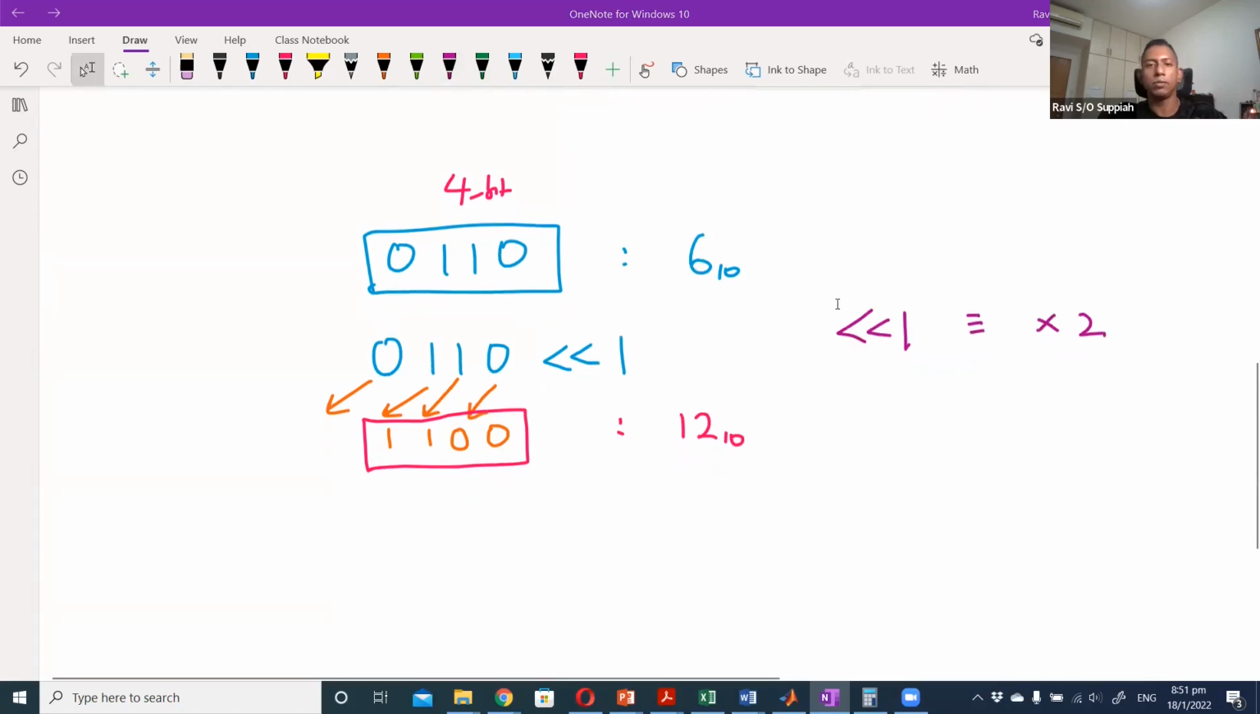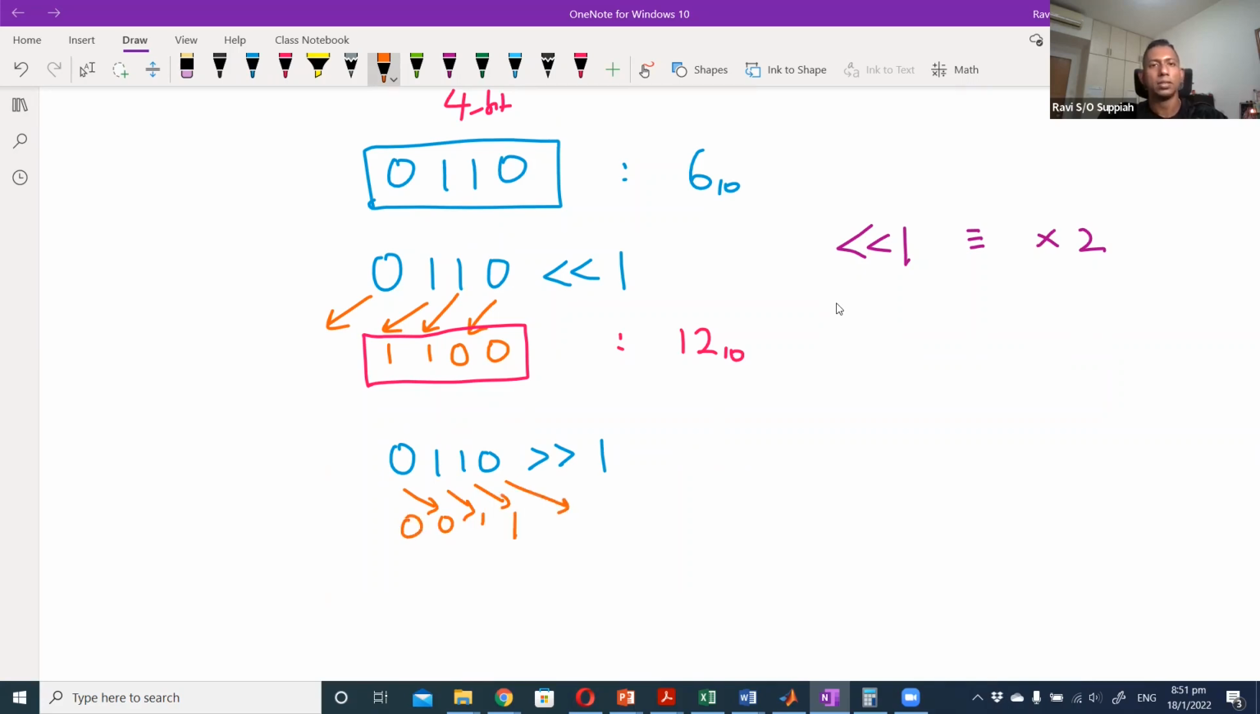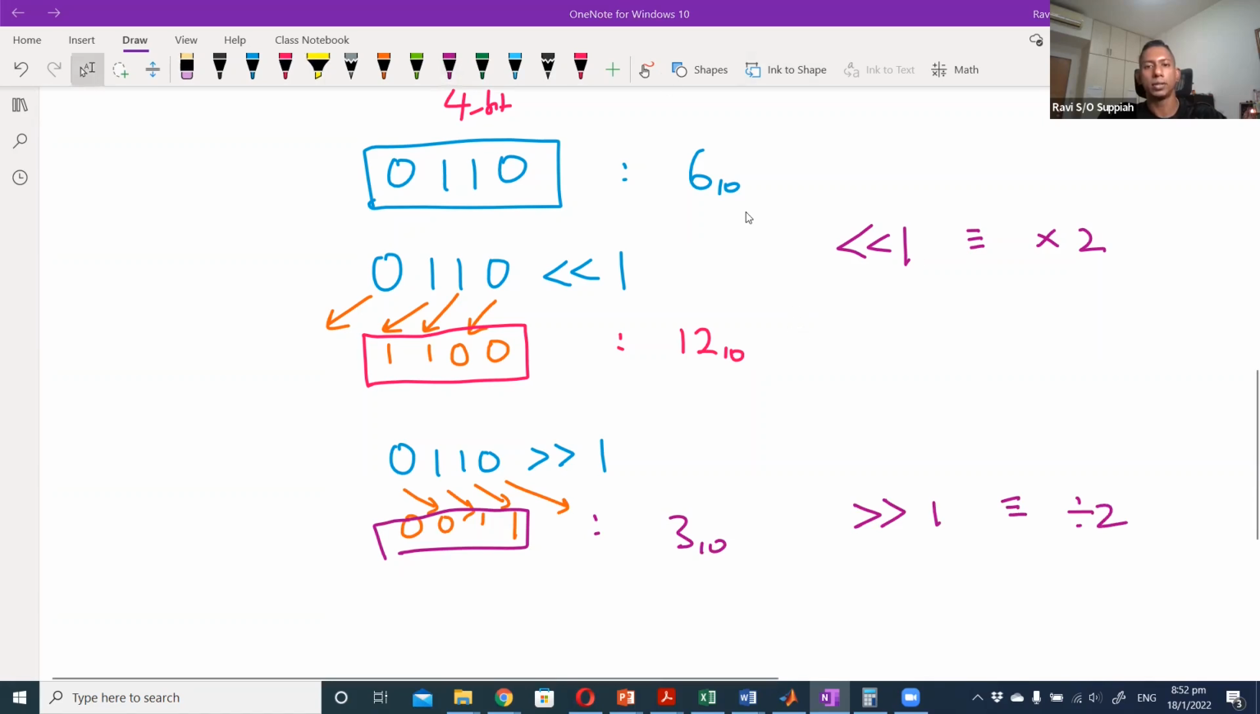Similarly, if I shift right the same 4-bit value by 1, then what happens? This one will come here, 0, 1, 1, and this one gets shifted out. What gets shifted in is 0, and this value, 0, 0, 1, 1, is actually 3, the value 3 in decimal. So when I do a shift right by 1, it is equivalent to divide by 2. So 6 divided by 2 is 3.